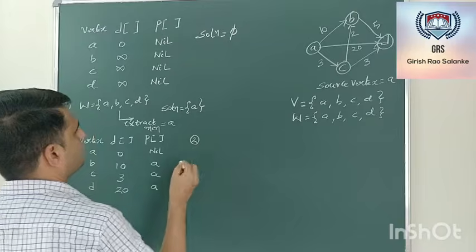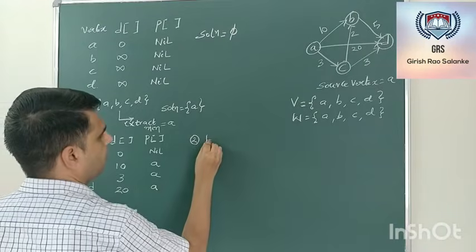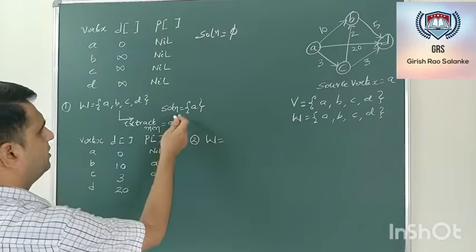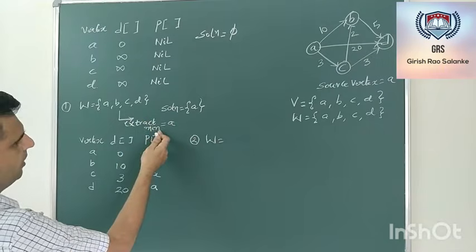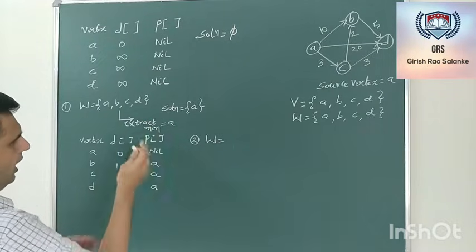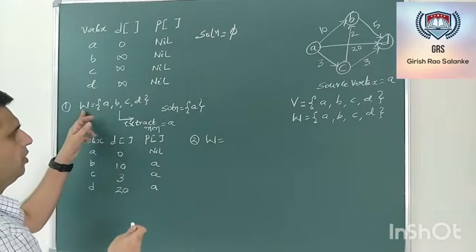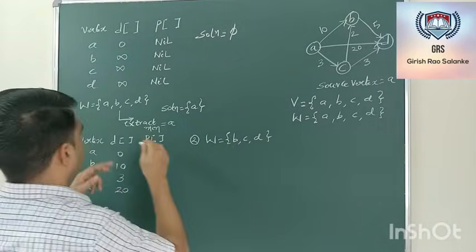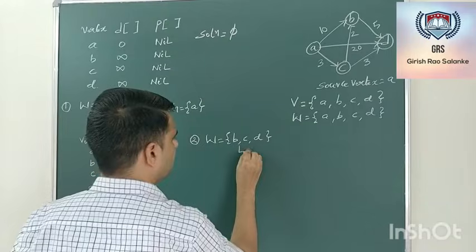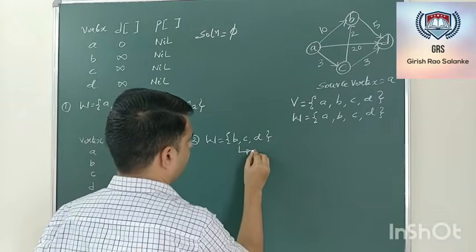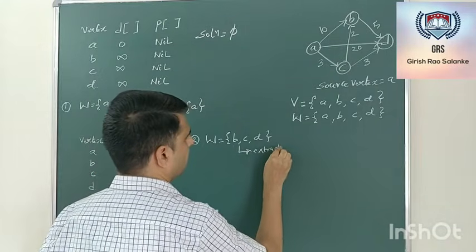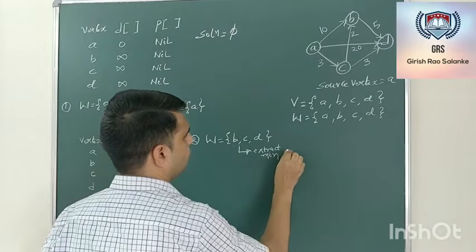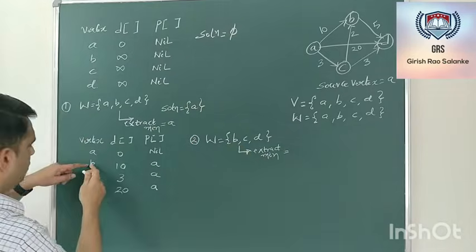In the second iteration, I will have W. Now once I perform this extract min from W, I should remove this A from W. Now W will have B, C, D. Now from this W, I need to perform extract min. Now what will this extract min give me? Extract min with respect to B, C, D.